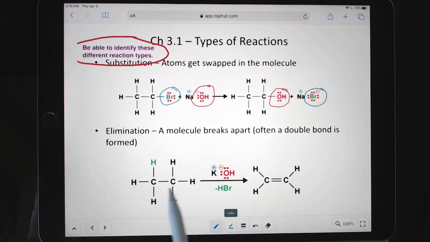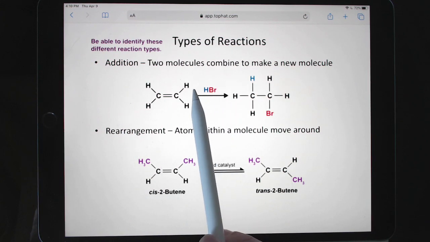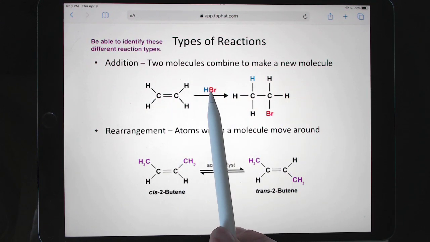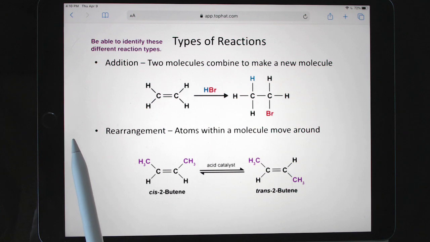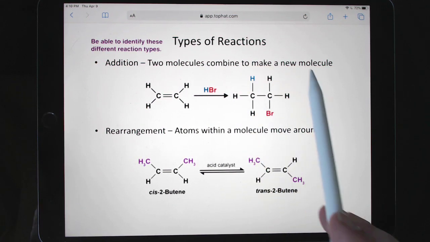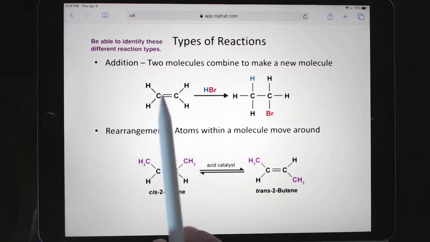With elimination, you almost always break off part of the molecule, and usually you leave a double bond behind. In this case, you're eliminating HBr from the molecule and leaving behind the carbon-carbon double bond. For addition, you have two molecules coming together to make one. It's the opposite of elimination. Here we're adding an HBr molecule onto this ethylene molecule.